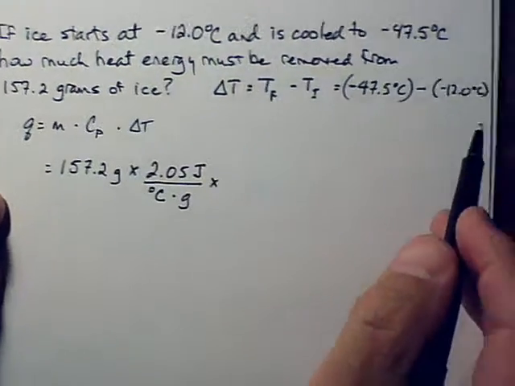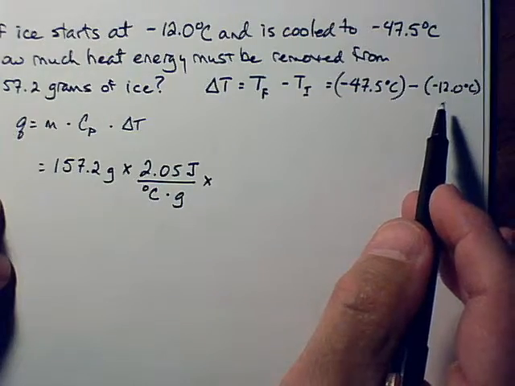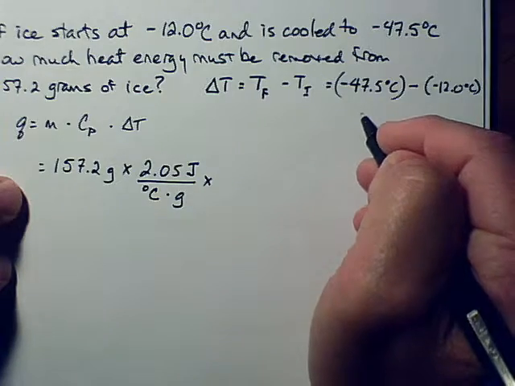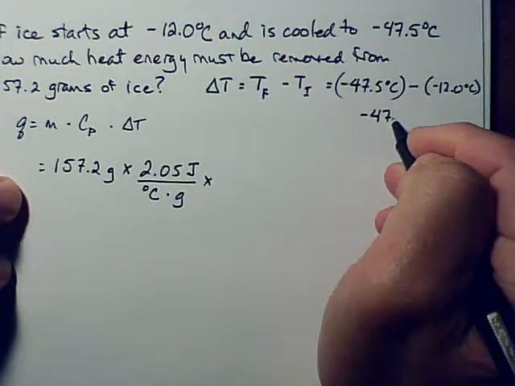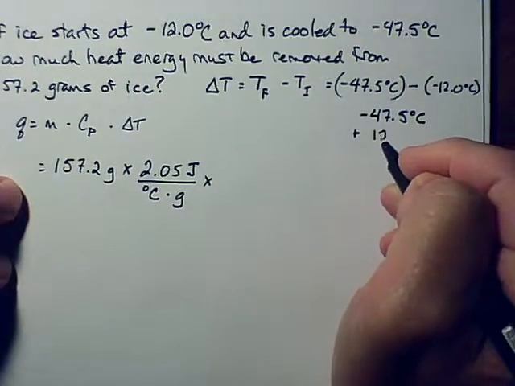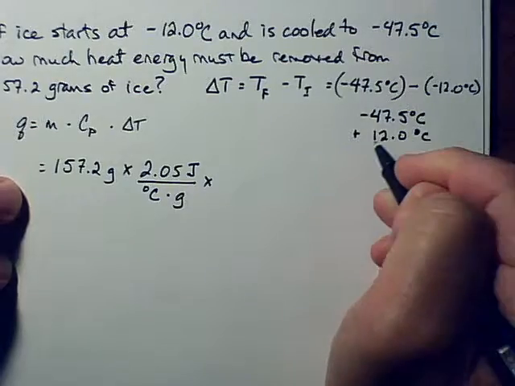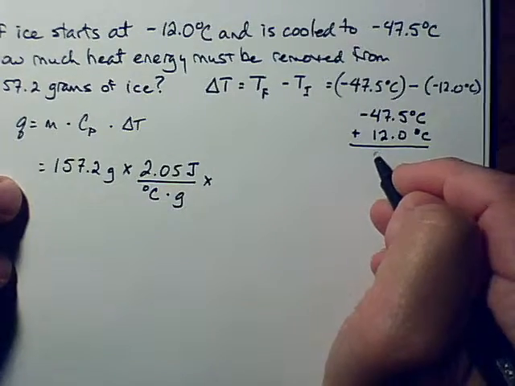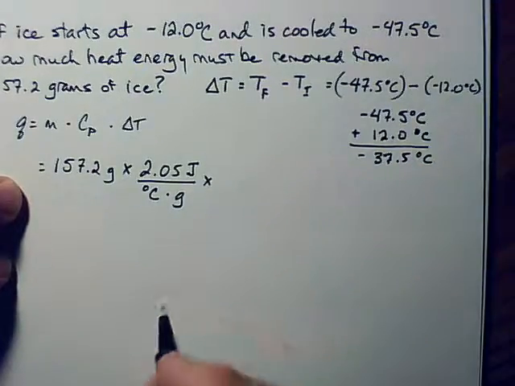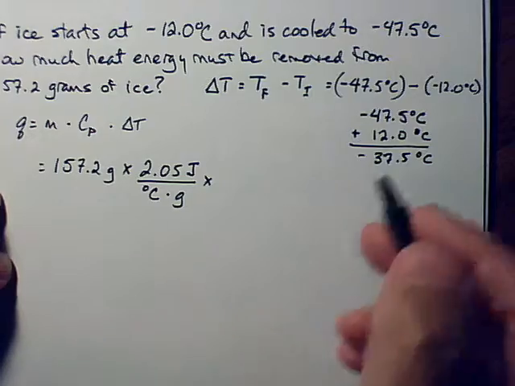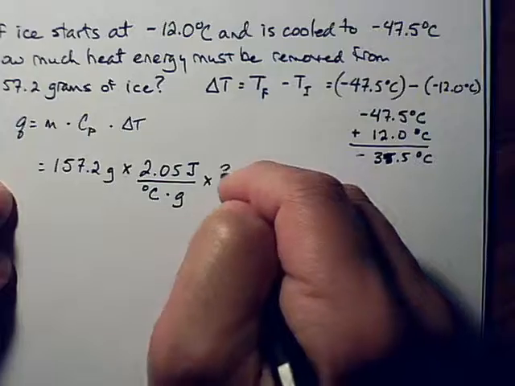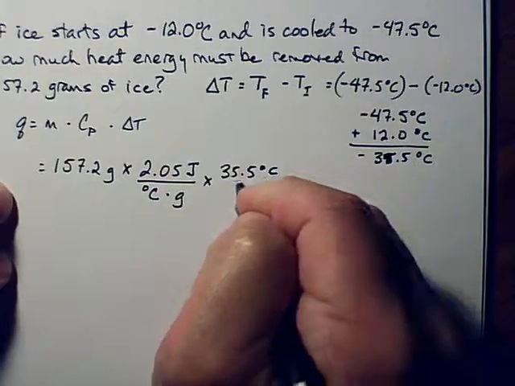Okay, and when you subtract a negative number, it's like adding a number, right? So it's negative 47.5 degrees C plus 12 degrees C. Okay, and so you do get a negative number actually. I'm sorry, 35. You're right, 35. Okay, so now this is negative 35.5 degrees C.